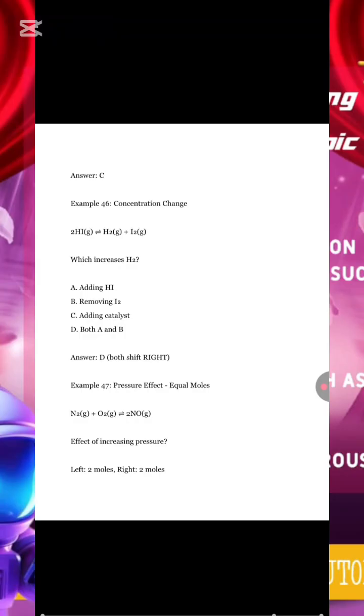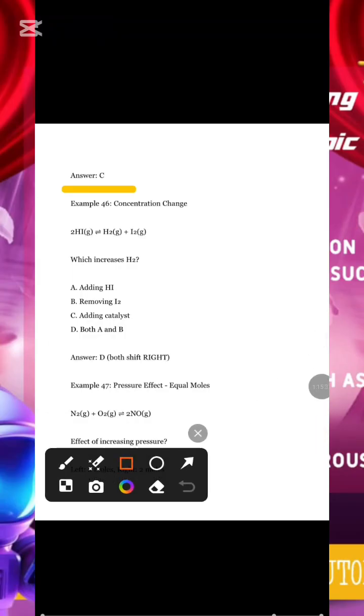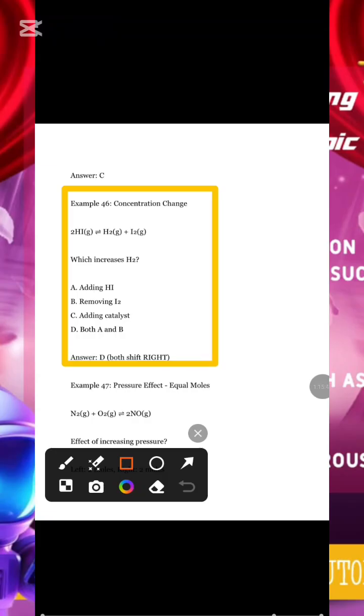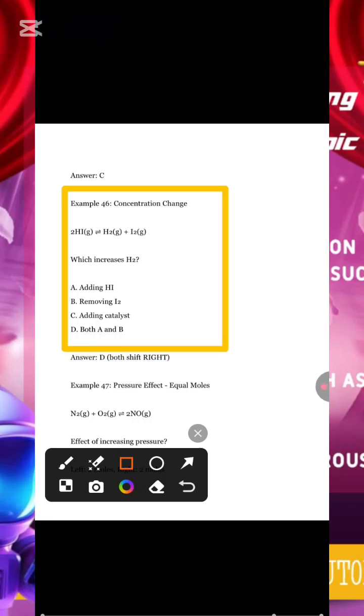Now, number 46, you can see this particular question. All right, now the question says, you can see the equation first of all. You can see this is the equation, and then the question asks which of these options will increase the production of hydrogen. Take a look at the equation. You can see that hydrogen is actually a product.